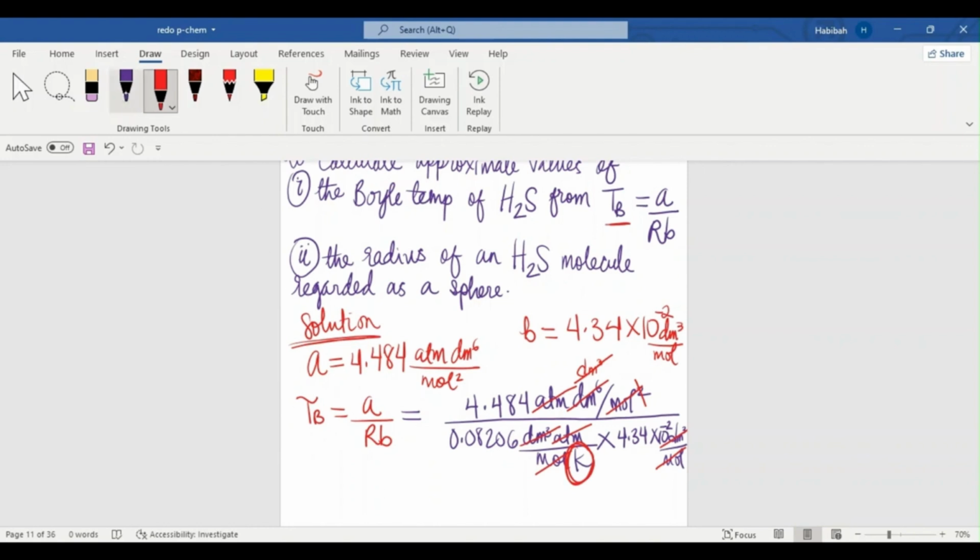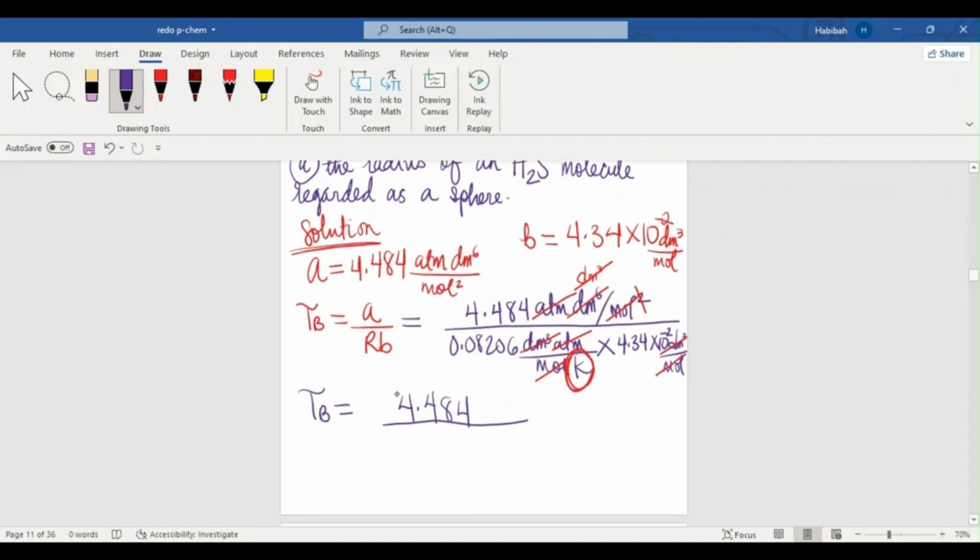So we're just going to rewrite what we have. TB equals 4.484 divided by 0.08206 times 4.34 times 10 to the power of negative 2, and then you have Kelvin here. So that is how it's done. Kelvin, of course, is the unit for temperature.